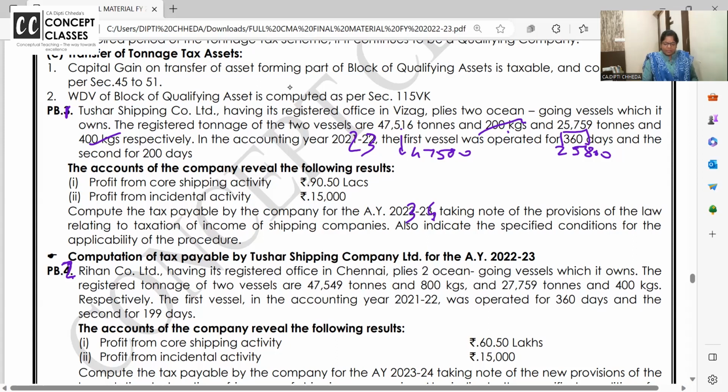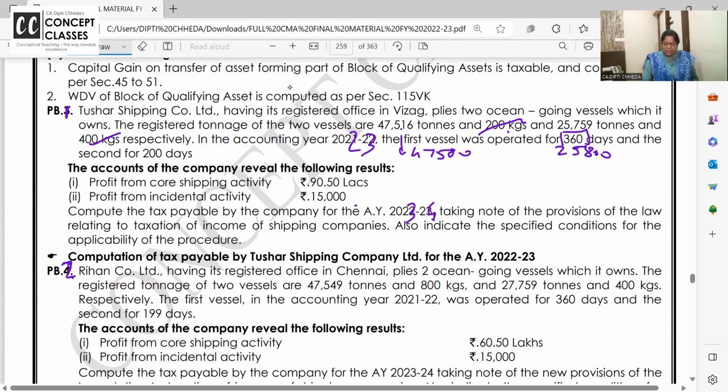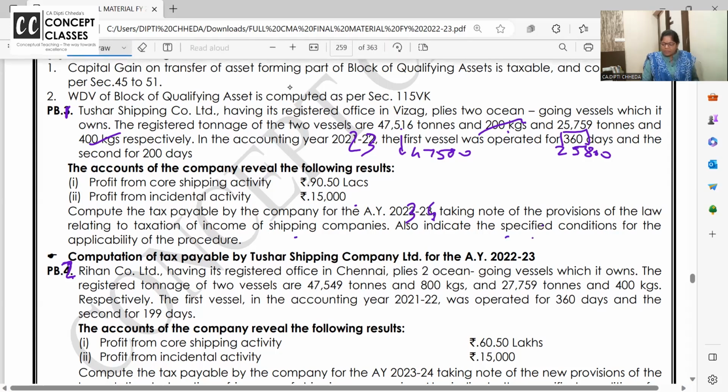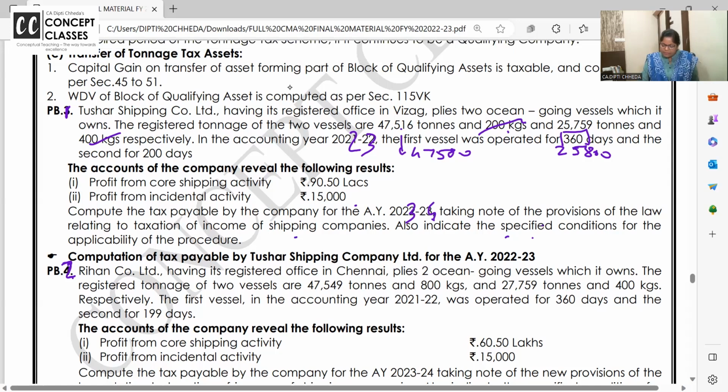This is the book profit. And profit from incidental other activities is 15,000. Compute the tax payable taking note of the provisions of law relating to taxation of income. Also indicate the specified conditions for applicability of the procedure. So what are the conditions? That also they have asked you. Okay, right.